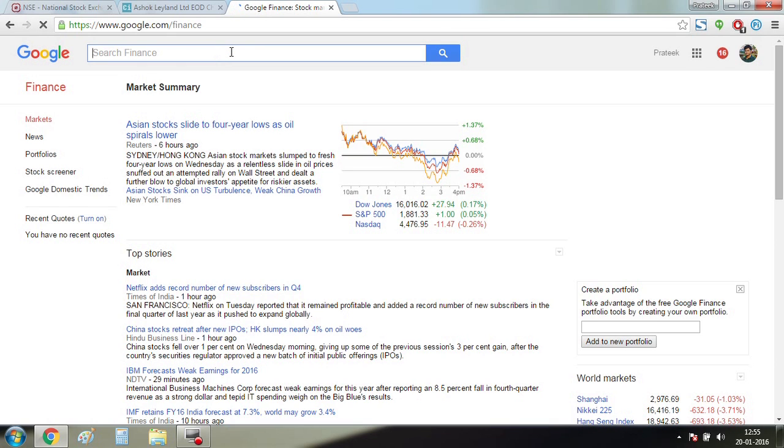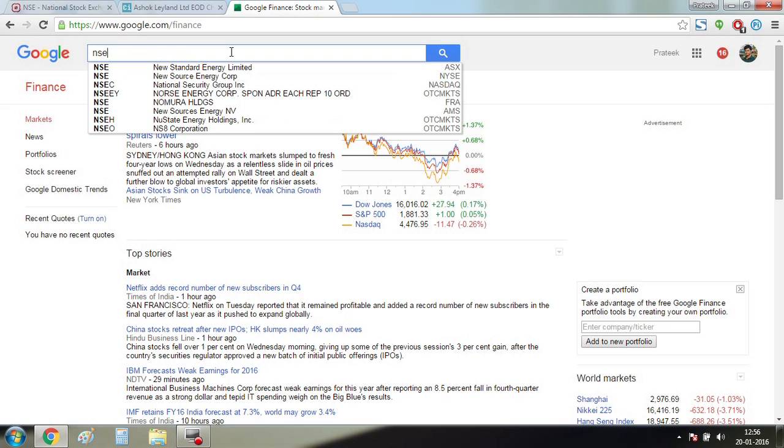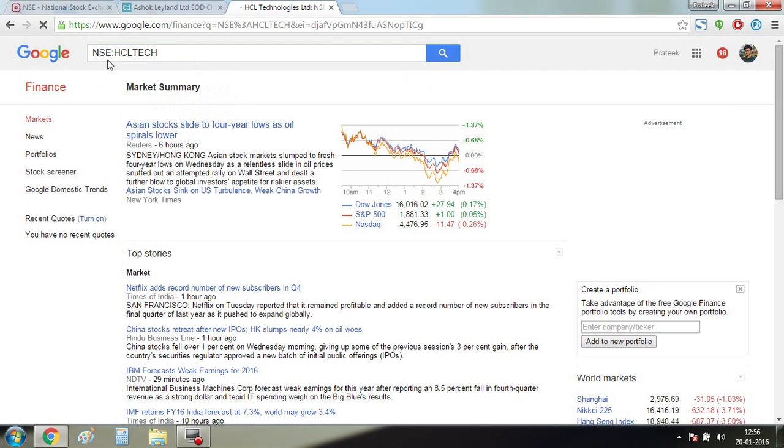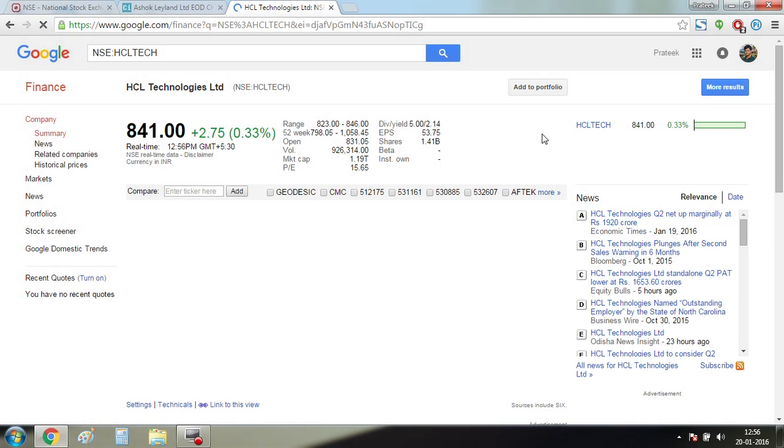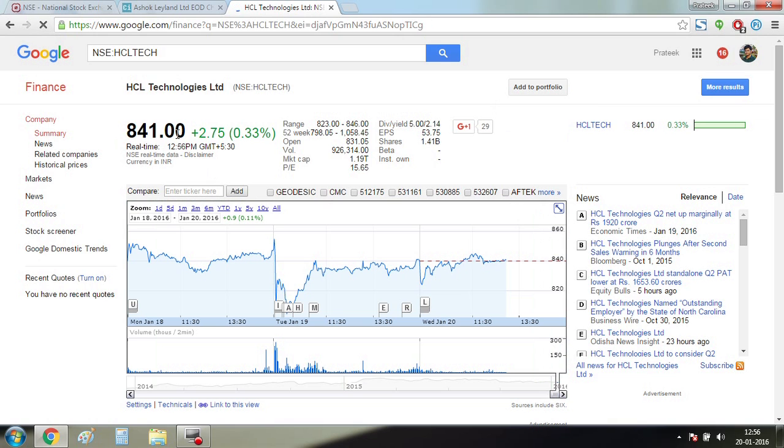For example, if we want to know the news or the quotation of any stock that is trading on NSE, you need to first feed in the exchange followed by a colon and then the symbol. Say we've got HCL Tech over here. So let's just click on this. So this is the format in which you'll have to feed in the name, and Google Finance will give you the live market view of this particular company, same as we saw on the NSE and the BSE sites.